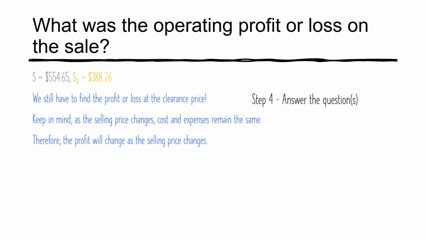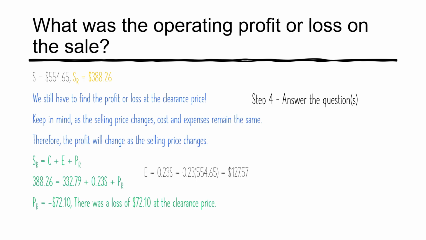So if I have that in mind, I can set up a new equation. This is the same selling price equation, okay? I marked it SR because I know the selling price changed, so the profit changed. So I marked it PR. I put in all my values that I calculated from before, and then I can calculate that the profit is actually negative 72.1. That means there was a loss of $72.10 at the clearance price.